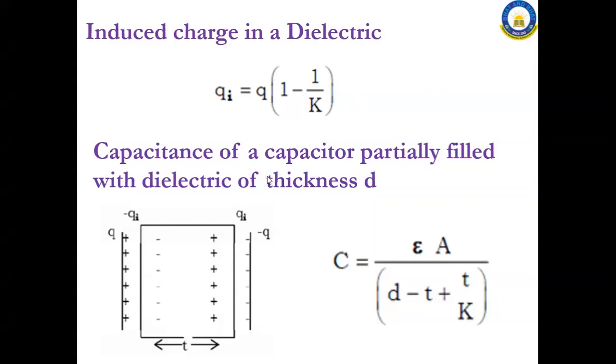Okay. So next, the capacitance of a capacitor partially filled with a dielectric of thickness T. When the space between the plates of the capacitor is filled with a dielectric partially, not completely, then the capacitance of such a capacitor is given by this formula: C is equal to epsilon naught A by D minus T plus T by K, where A is the area of the plates, D is the distance between the plates of the capacitor, and T is the thickness of the dielectric medium which is introduced between the plates of the capacitor, and K is the dielectric constant of this particular dielectric.